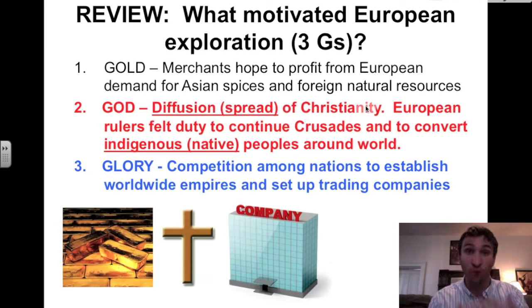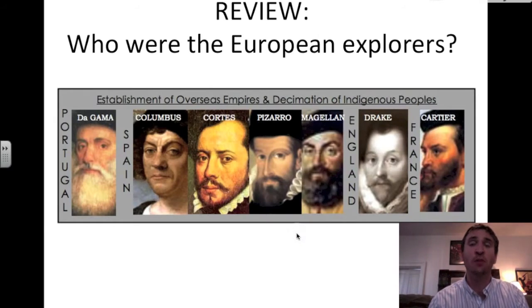A review. Before we move on and define the Columbian Exchange, we're going to review what we've done previously in this unit. The motivations behind exploration, we defined that as the 3 G's. Who were these European explorers who were motivated? Well, Portugal and Spain led the charge, and the first man to find a sea route to Asia was Vasco da Gama of Portugal. He found a sea route around Africa to India.